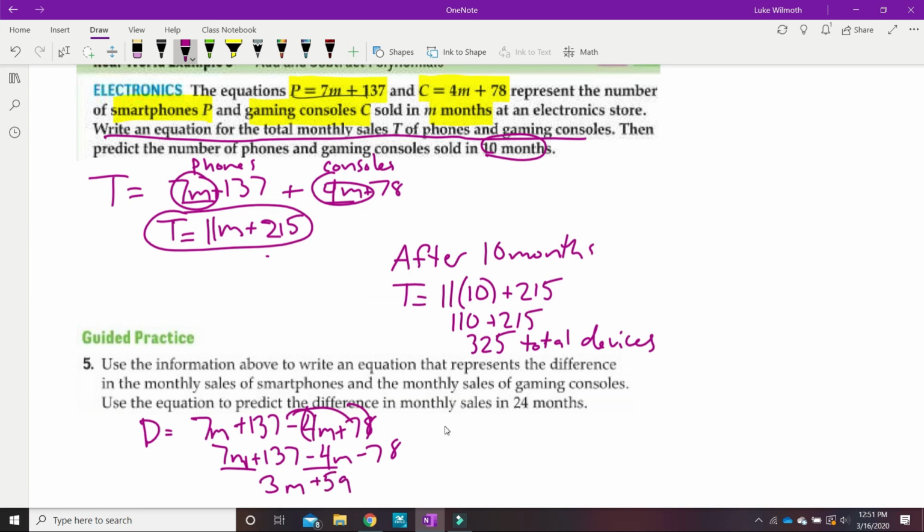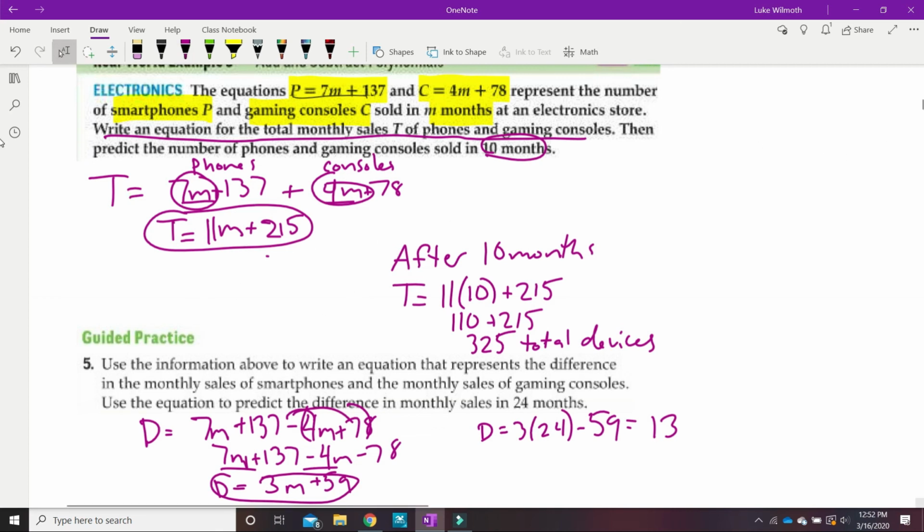And then it says predict the difference after 24 months, which is 2 years. So this is our answer for the difference. But we want to know what's the difference after 24 months. 3 times 24 minus 78, or not 78, 59. Let me just do this whole thing in my calculator. And it gives me a difference of 13. All right.